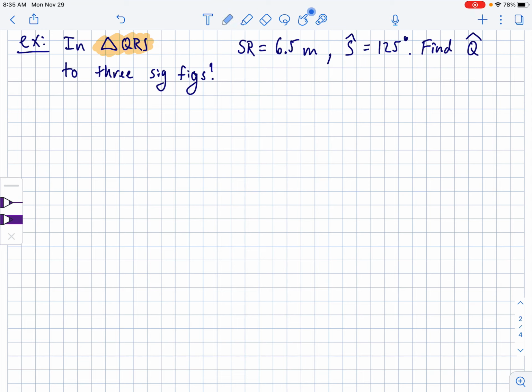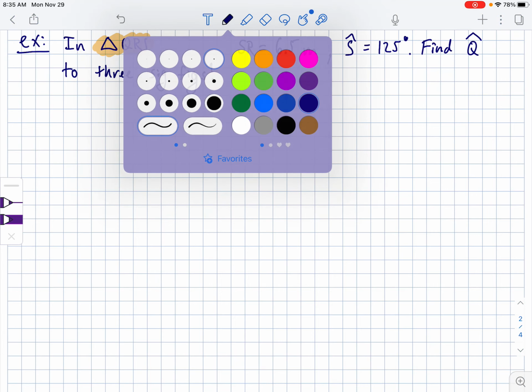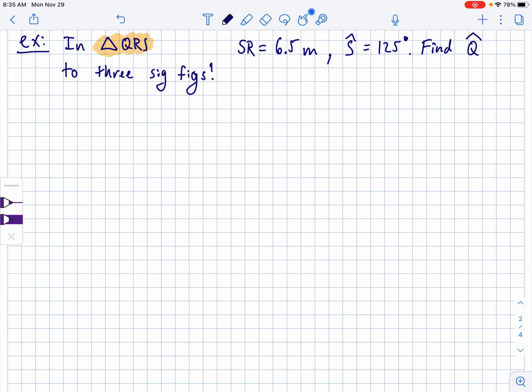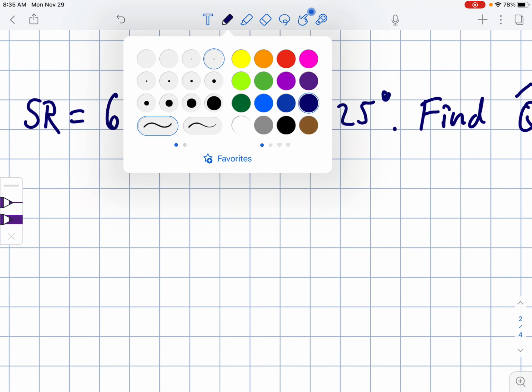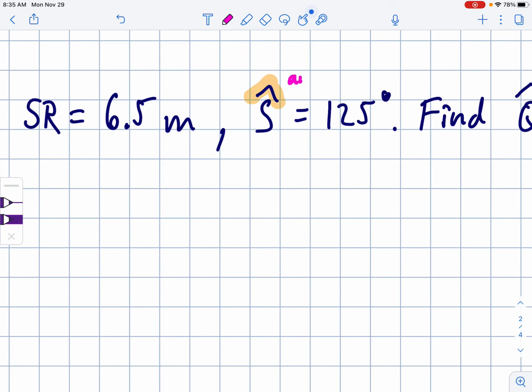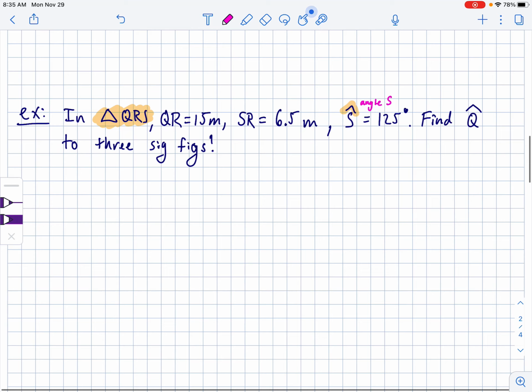In triangle QRS, let me fix these notes. QR is 15 meters. SR equals 6.5 meters. And then they use this notation of like a little hat over a S. This just means angle S. So they give us an angle, they give us two sides, and then we have to find another side.